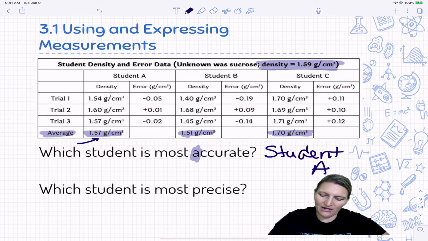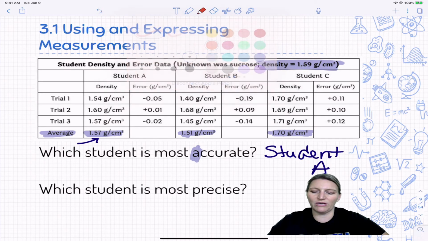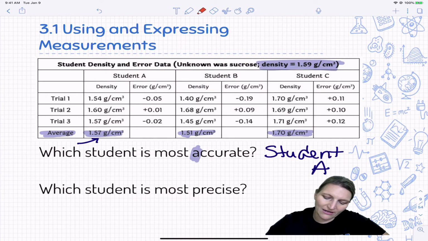Right, student A, their average was 1.57. That's really close to the actual value. Now let's look at precision. Precision is how close a series of measurements come to each other. So you look at student A and student B and student C.